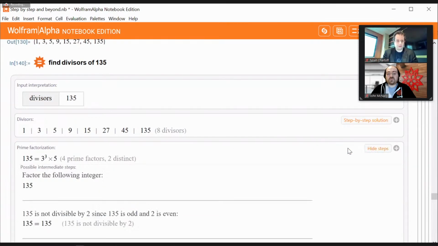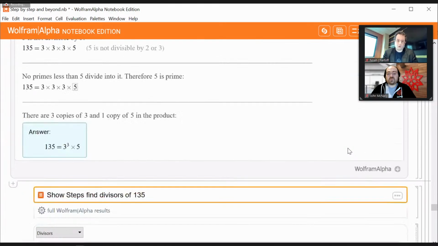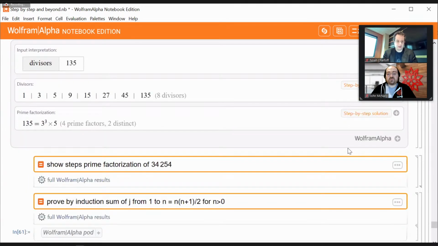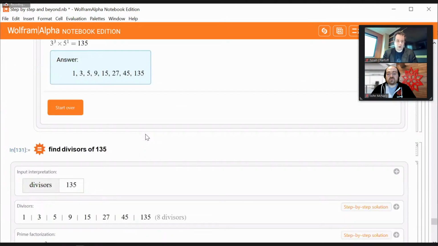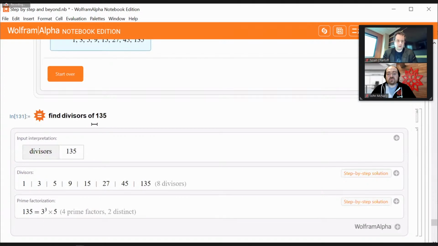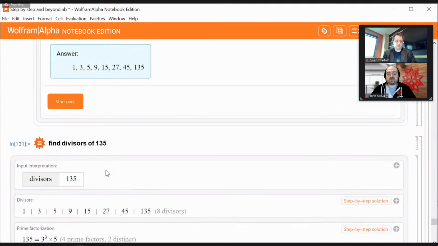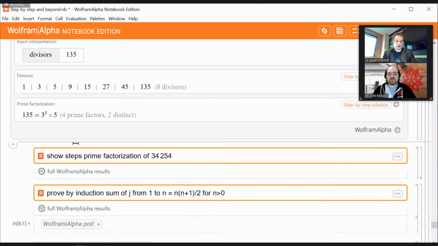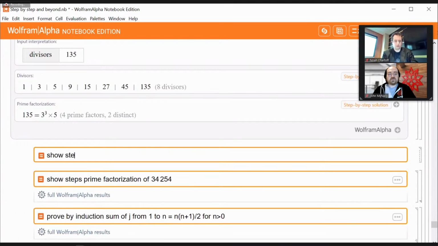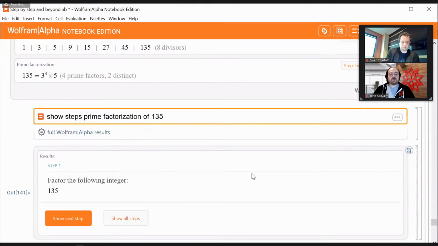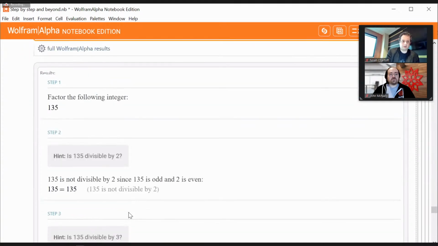And in fact, that I did want to know about. I can click this to find the step-by-step solution, or, and I'll just skip over that for a second because we're going to show it in just a second. You could, now that you know that you want to find the prime factorization, you could just write that in as a prompt. Show steps, prime factorization of 135. And it'll show you the steps.